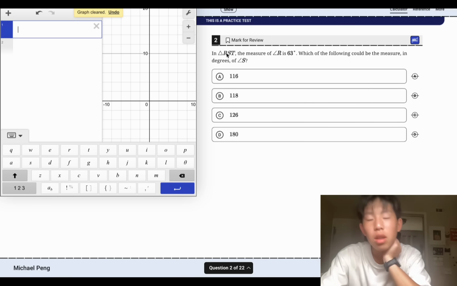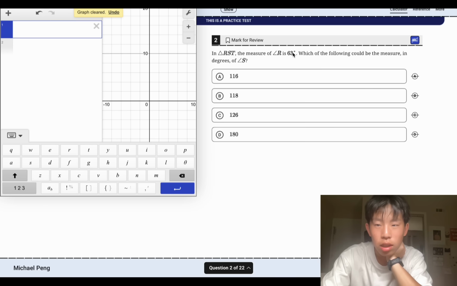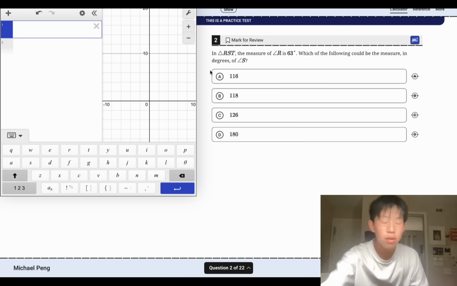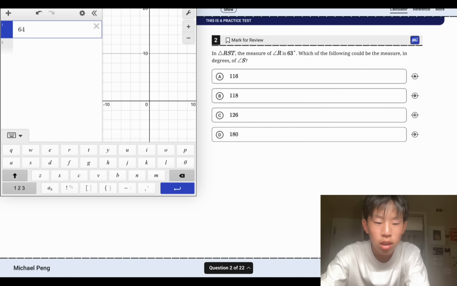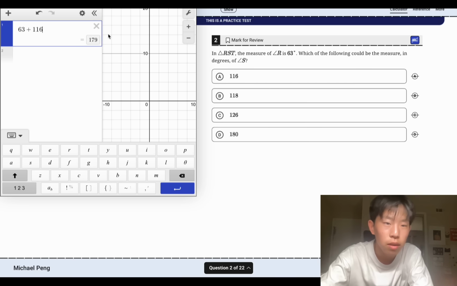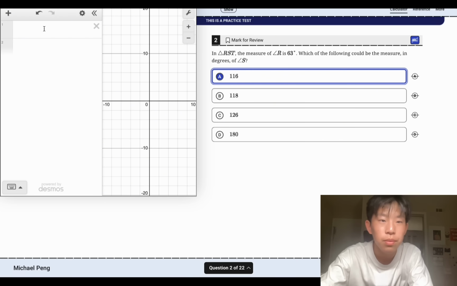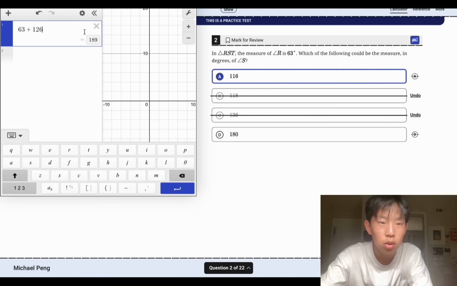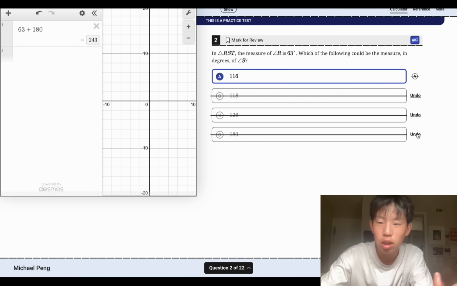2. It's saying there's a triangle. One of the measures is 63. Which one could be the other one? Here's what you need to know. In a triangle, it has to add up to 180 degrees. If it's more than 180 degrees, then it's not a triangle. So let's see which one of these are more than 180 degrees. 63 plus 116 is 179. So this one could work. So I'm just going to click it. What about 63 plus 118? It's greater than 180, so it can't be a triangle. And then what about this one? 126, greater than 180. And then this one, greater than 180. So it has to be A.